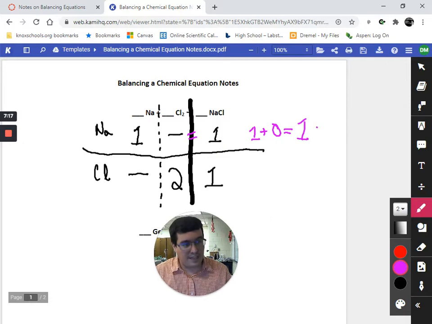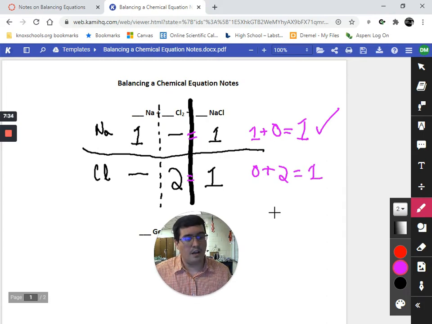All right, next one we have 0, and the dash line means plus 2 equals 1. Okay. 0 plus 2 definitely does not equal 1. So this part is unbalanced. That part is unbalanced. So we need to fix that. And the only way to fix that is we are going to add coefficients in the reaction up here. We need to add coefficients to these.